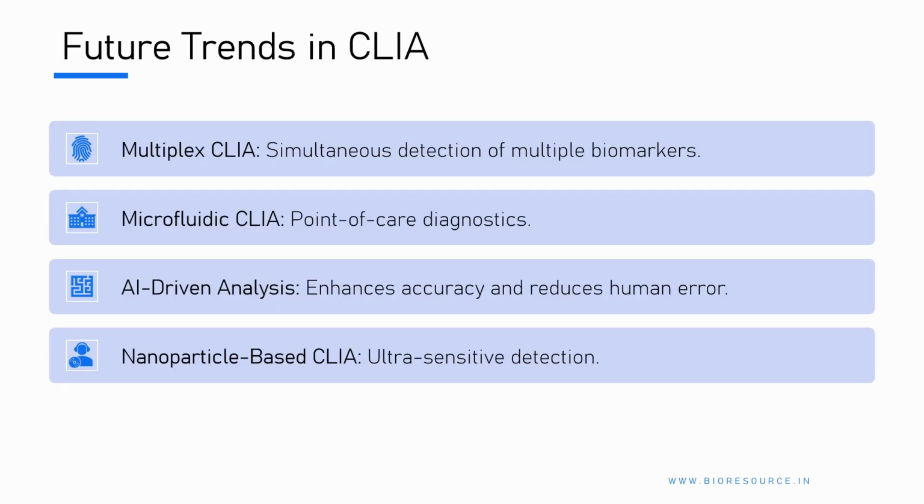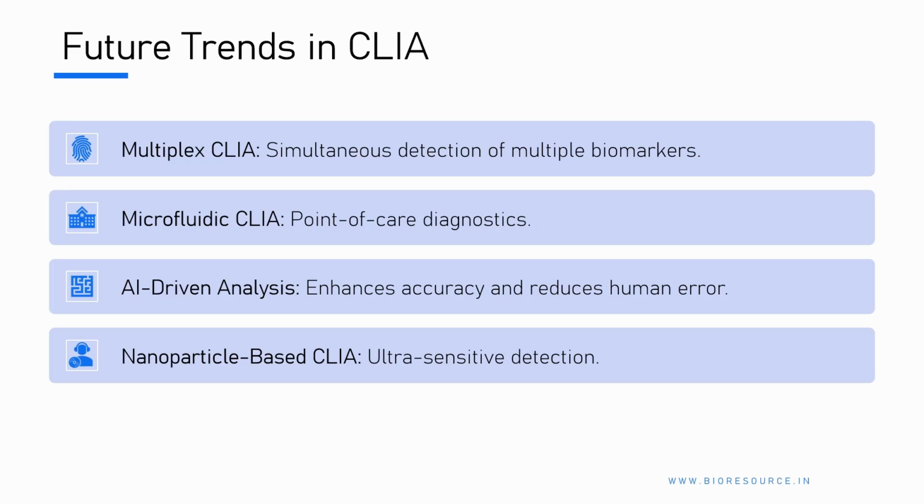Let's look at the future trends in CLIA. Chemiluminescent immunoassay is continuously evolving with technological advancements to enhance sensitivity, specificity, and usability. Below is the detailed explanation of each of the emerging trends along with the practical applications. One is the multiplex CLIA for simultaneous detection of multiple analytes.